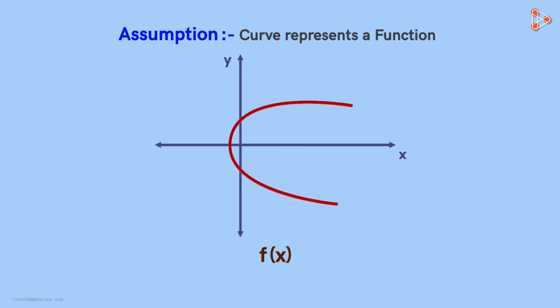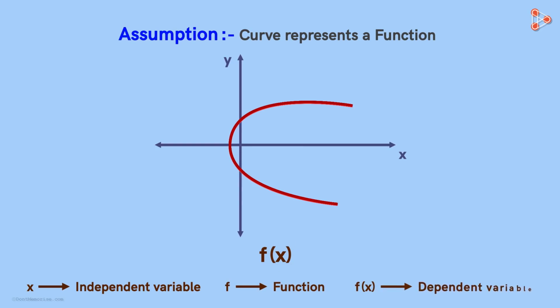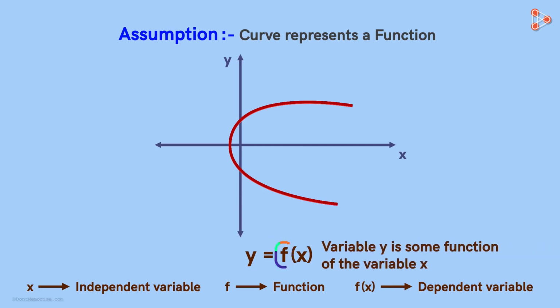This notation is made up of three things. First, x here represents the independent variable. Second, f represents the function itself. Third, f of x together represents the dependent variable, which we earlier denoted by y. Another way to write it is y equal to f of x. So this tells us that the variable y is some function of the variable x. And that function is denoted by the letter f.